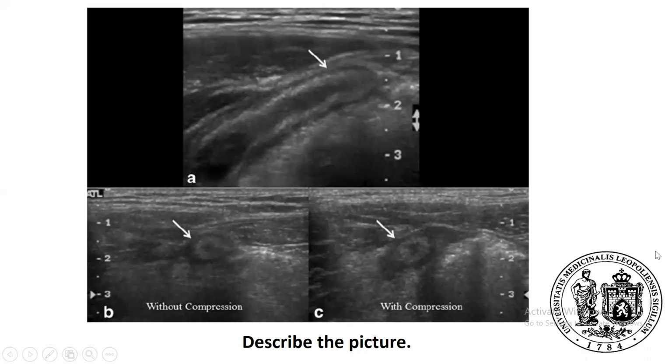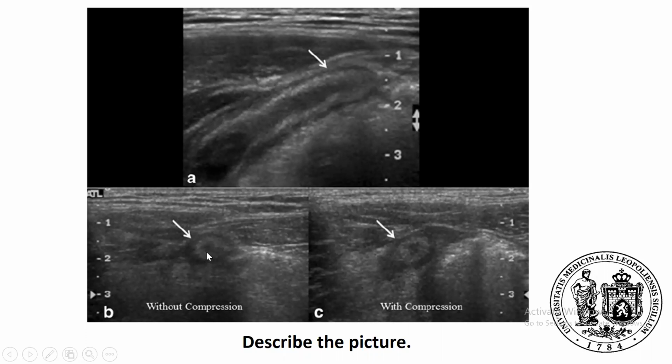On this picture, I see an ultrasonogram, a longitudinal section in which I see the content in the lumen of the appendix, the thickened wall of the appendix, and fluid around the appendix, which tells us that we have inflammation of the appendix.